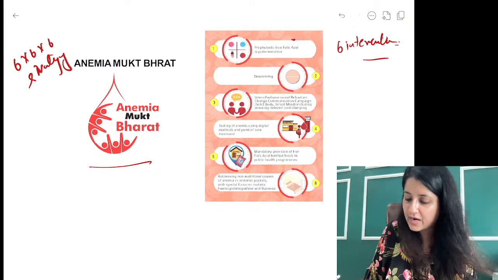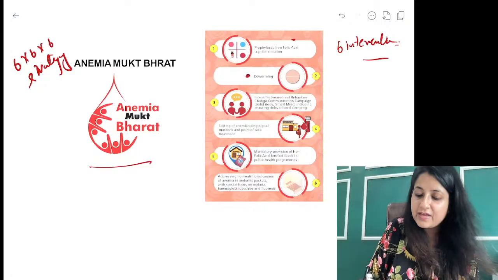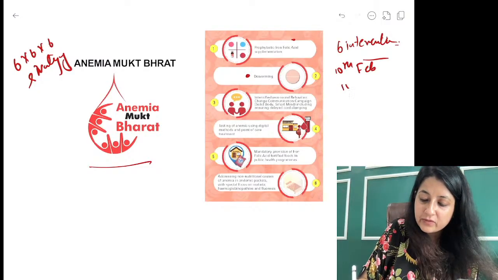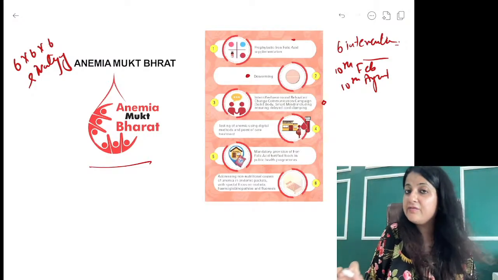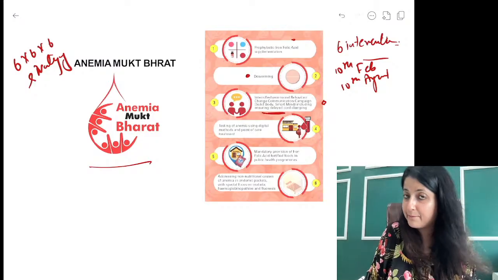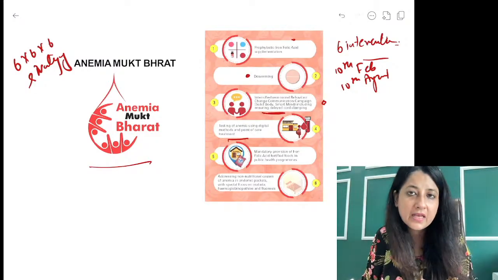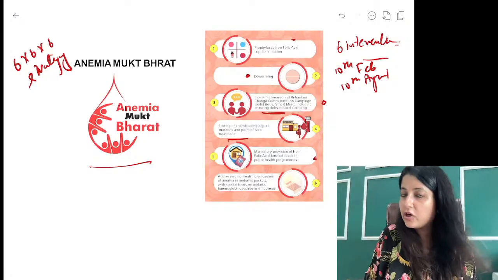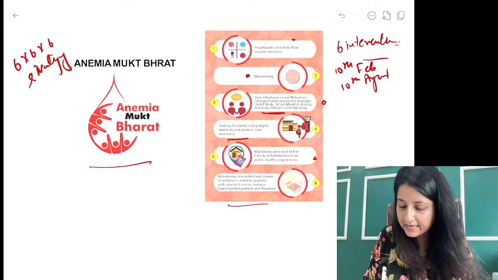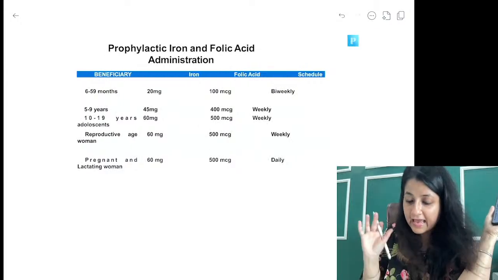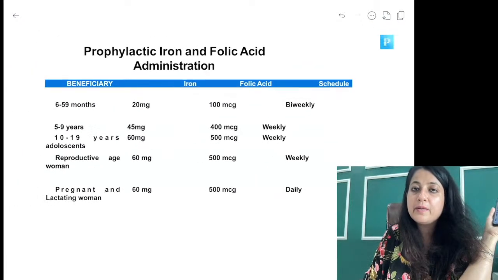We are giving prophylactic iron folic acid. We are carrying out deworming on 2 days, 10th of Feb and 10th of August. We are also promoting behavioral change communication, health education, delayed cord clamping, testing anemia using digital point of care methods, giving iron folic acid rich food, as well as addressing non-nutritional causes of anemia. Everything about this has to be done, guys.